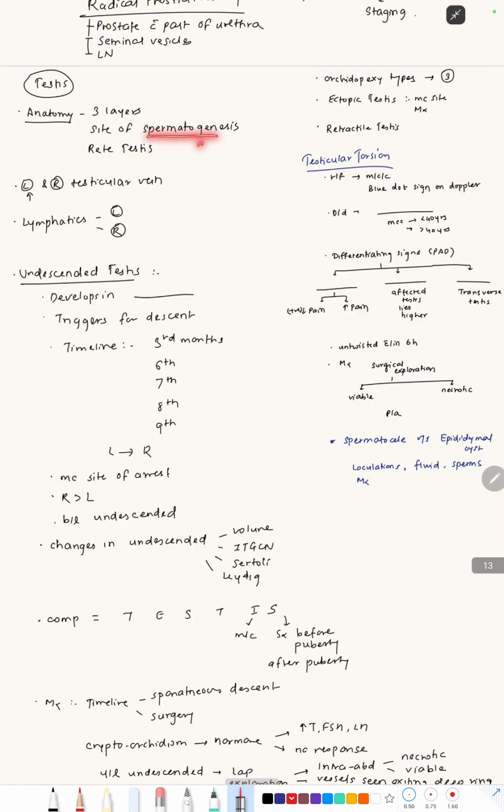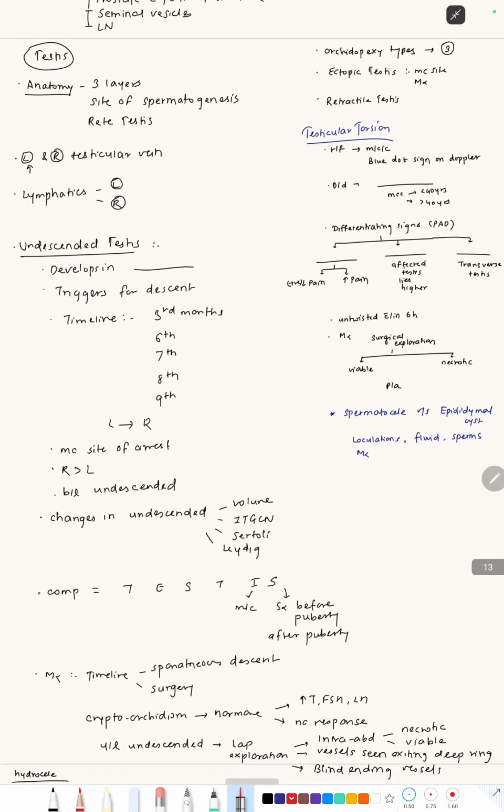The site of spermatogenesis is going to be the Sertoli cells inside the seminiferous tubules. Rete testis is the one that transfers the sperms into the epididymis, and epididymis is the one where the maturation of sperms happens and it carries to the vas deferens.